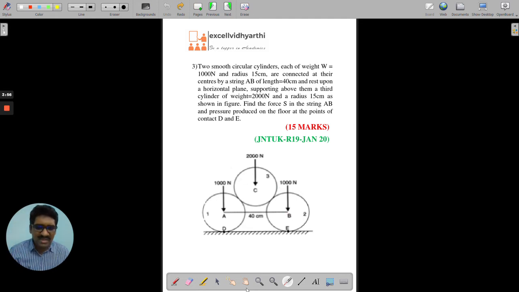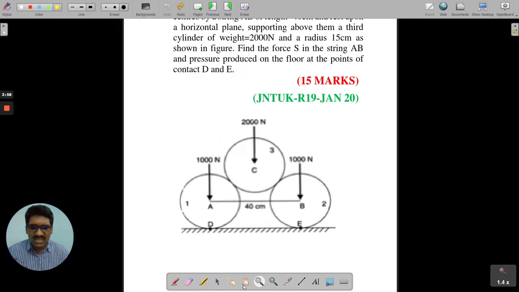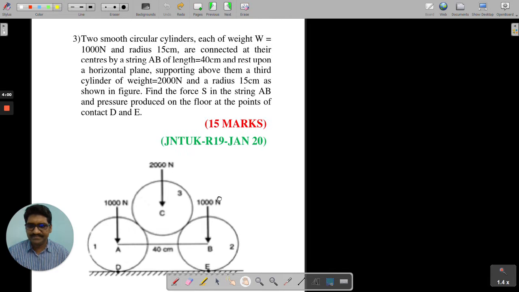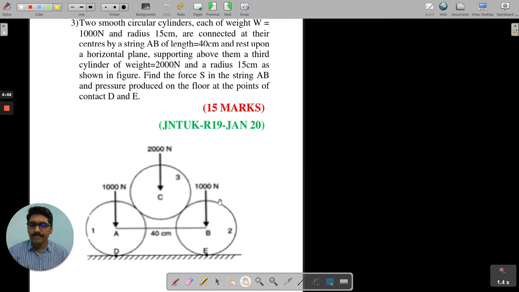I am starting the question now. Please try to observe this figure clearly. Very good question it is. Now we have to draw the free body diagram. Totally we have three bodies. No need to separate all three. Sometimes we need to separate only one, sometimes only two, depending upon the given problem.